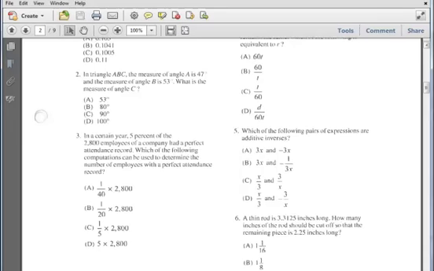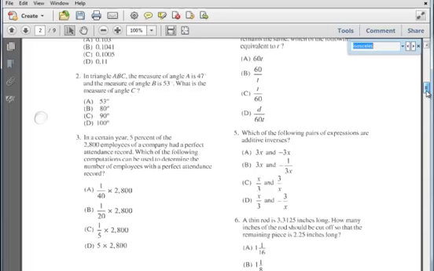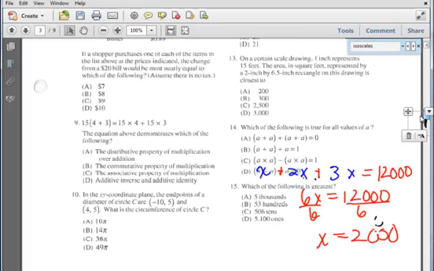Okay, so here's a geometry question. Triangle ABC, the measure of angle A is 47. Let me go on down and find another geometry question or probability question. Oh, well, here's another proportion problem, number 13.